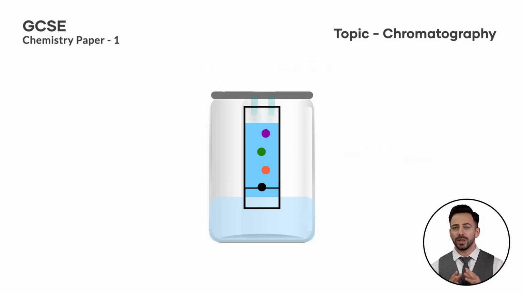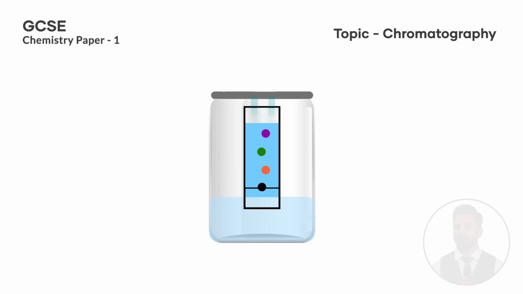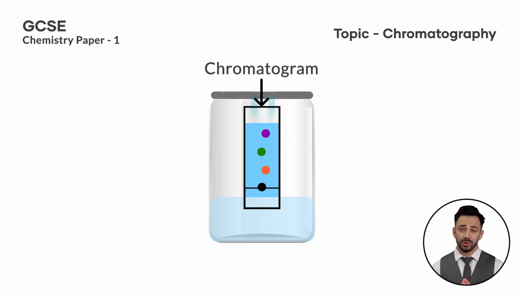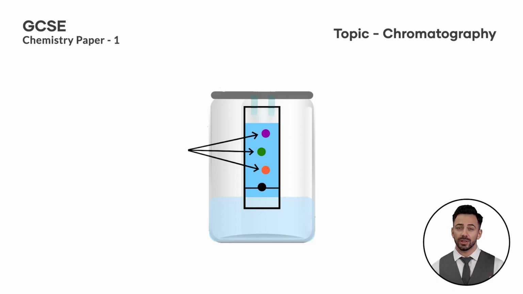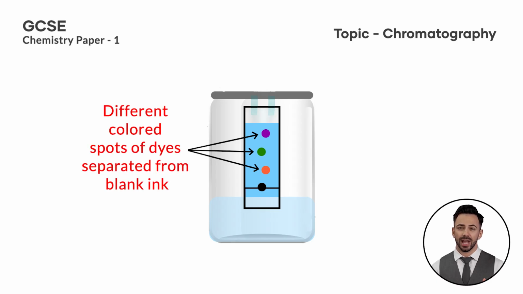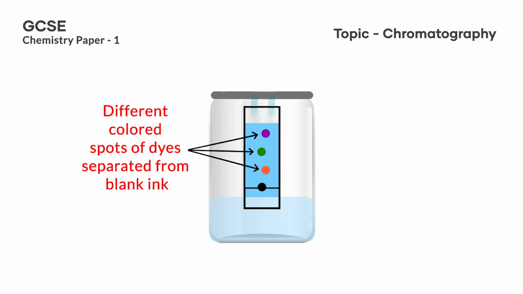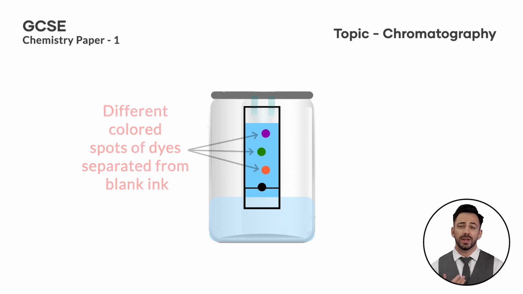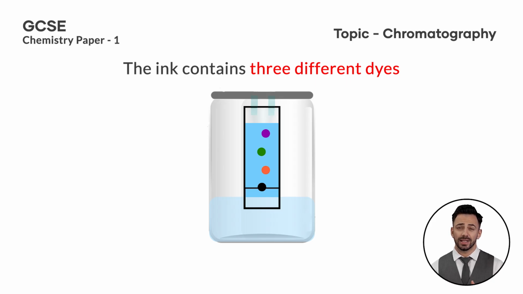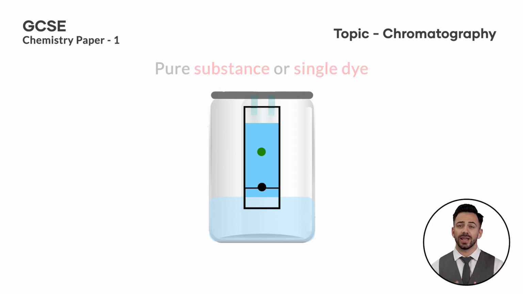At the end of the experiment, what do we call the final result? The finished paper is called a chromatogram. Each separate spot on a chromatogram represents a different dye. So if an ink produces 3 spots, what does that tell us? It tells us the ink contains 3 different dyes. And if there is only 1 spot, it suggests the ink is likely a pure substance or single dye.